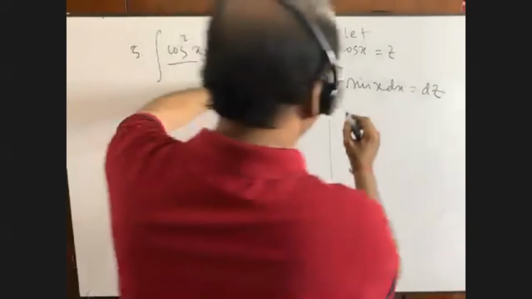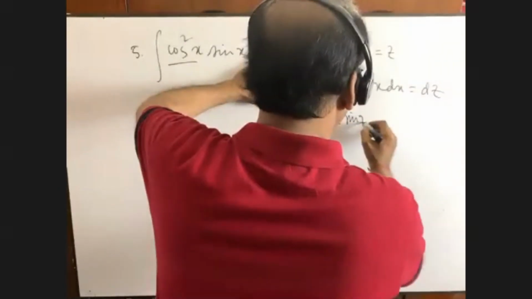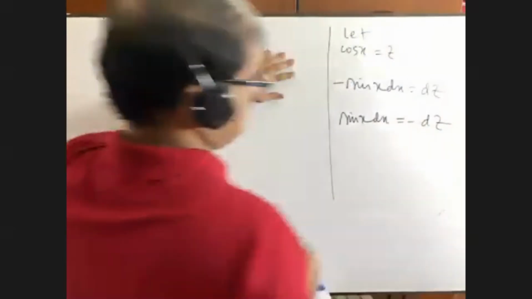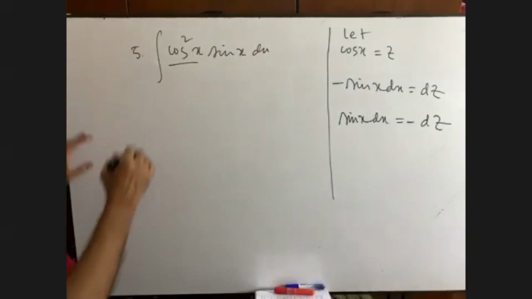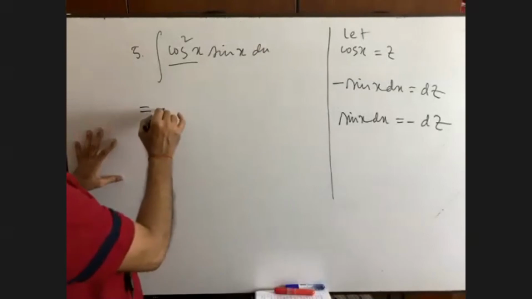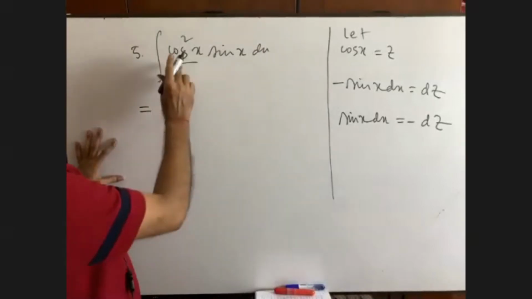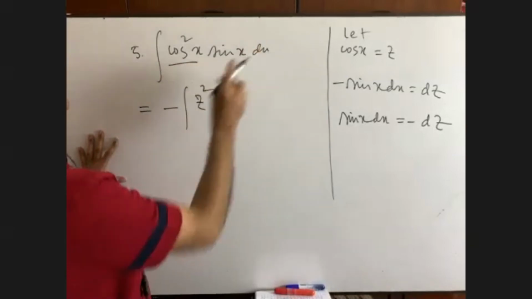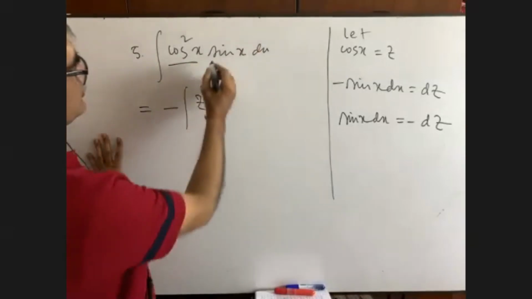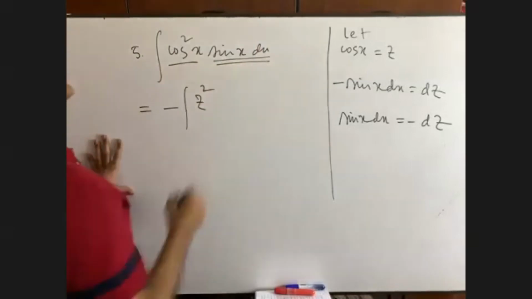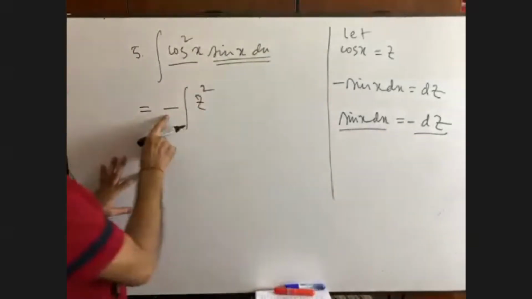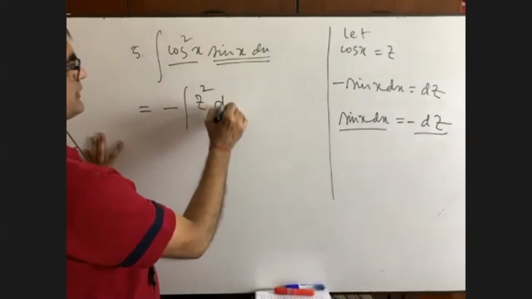That means we are getting here sin x dx is equal to minus dz. Okay, that's good. We are getting minus. So I am writing minus here. Cos x equals to what? z square, and it is what? dx. So sin x dx is equal to what? Minus dz. I have taken that minus at first. This is dz.